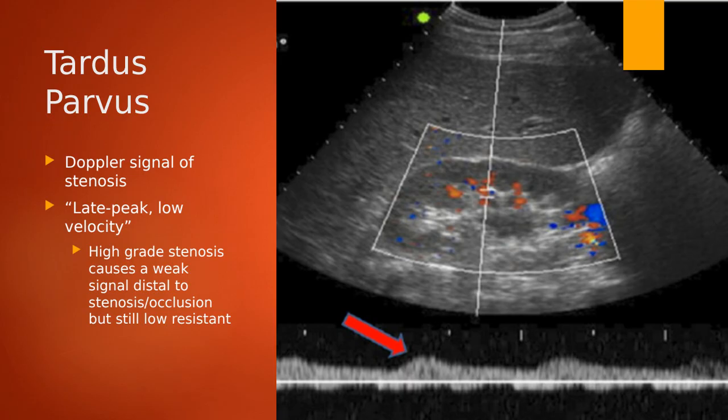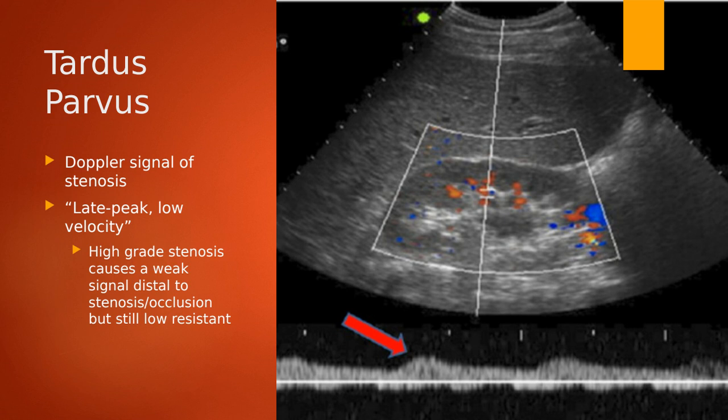When we don't see that, that's when we're going to be questioning for tardus parvus. This is basically saying that there could be a potential stenosis in this area that's not allowing that blood flow to reach its full potential. So this is when we have a very slow acceleration time and a very low velocity. Everything's kind of weakened, but we're still getting an arterial waveform. So tardus parvus is literally saying late peak, low velocity, and we know that this is going to be caused by a suspected stenosis.